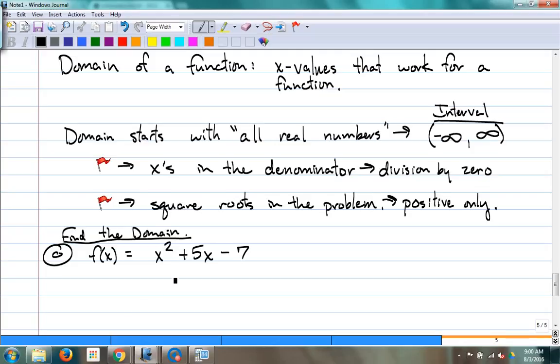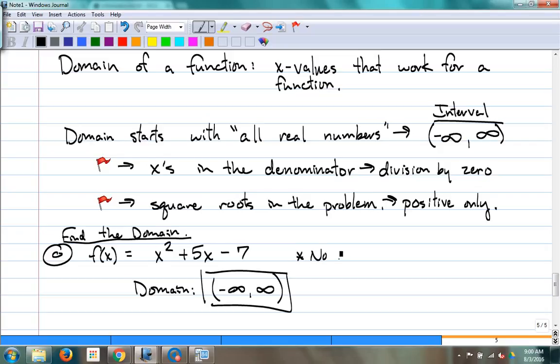So the domain is from negative infinity to positive infinity. And maybe you're over the side, you're saying no red flags. No red flags on that one, because it didn't have x's in the denominator and it didn't have any square roots. Okay?